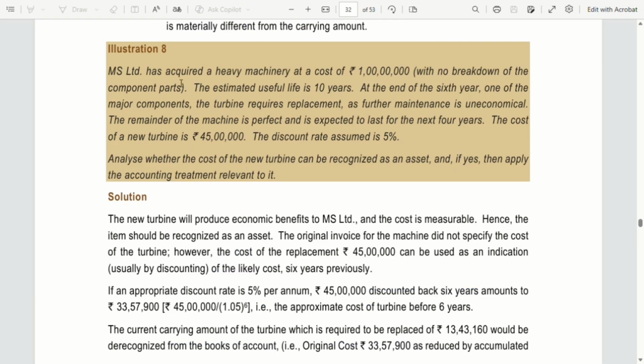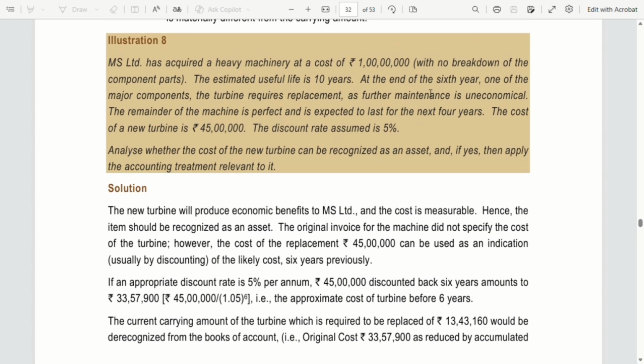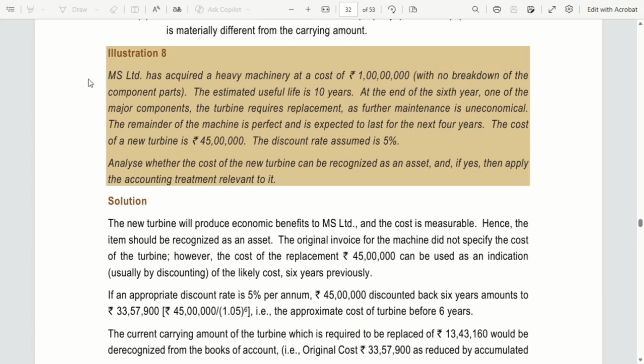MS Limited has acquired a heavy machinery at a cost of rupees 1 crore with no breakdown of the component parts. The estimated useful life is 10 years. So this is the useful life of this machinery. At the end of the 6th year, one of the major components, the turbine, requires replacement. So there is a major part in this machinery which is the turbine, and it requires replacement after the end of the 6th year.